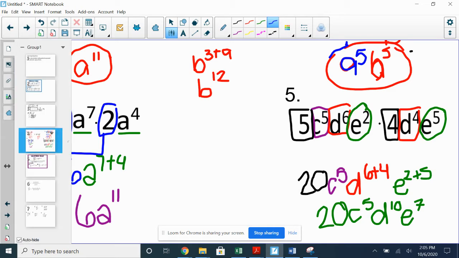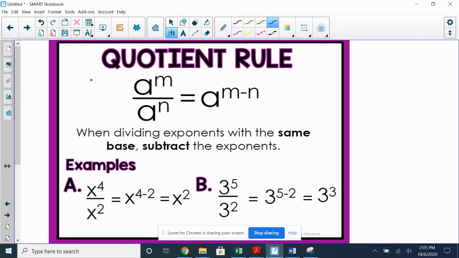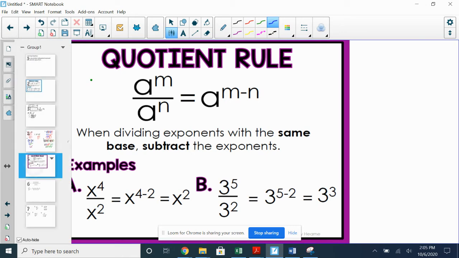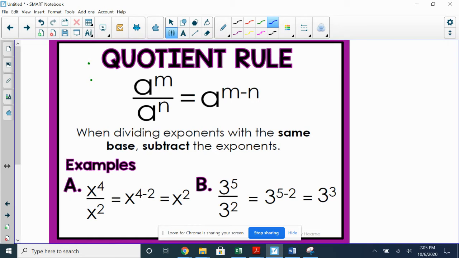So now I paired these two together because our quotient and our product rule kind of go hand in hand. So when we are multiplying like bases with different exponents, we add. When dividing, we subtract.